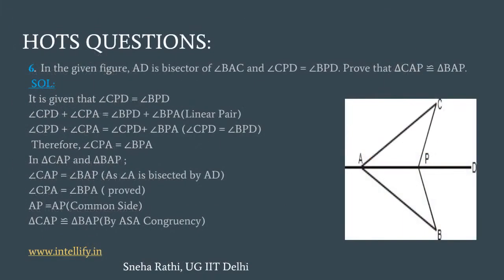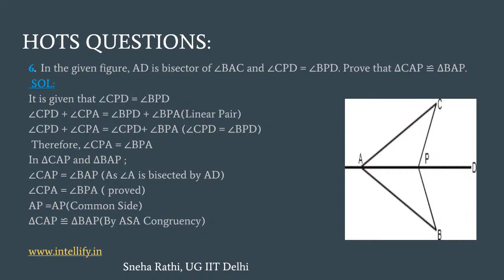Now let's go through some questions. In the previous video we have done some questions. Now let's see some more. Sixth question. In the given figure, AD is bisector of angle BAC and angle CPD is equal to angle BPD. Prove that triangle CAP is congruent to triangle BAP.